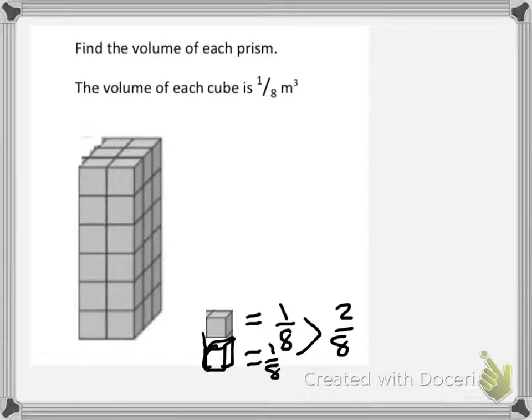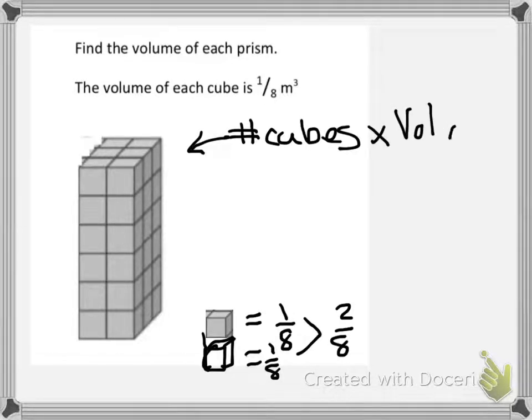If I knew how many cubes made up this figure, and I multiplied it by the volume of each cube, that's the 1/8, the volume of each cube, then I can find out the total volume of all of those cubes, the larger rectangular prism. So let's figure out how many cubes there are.